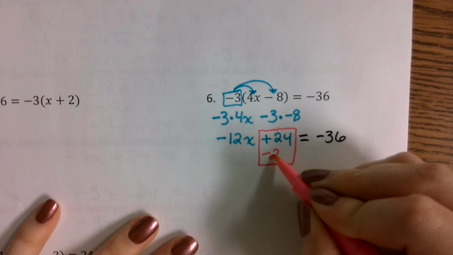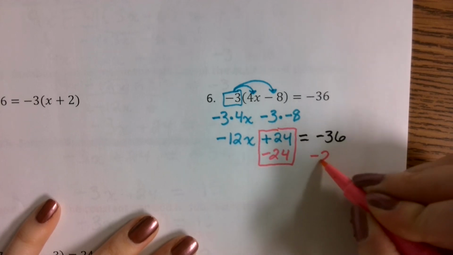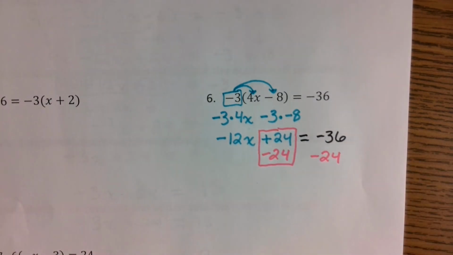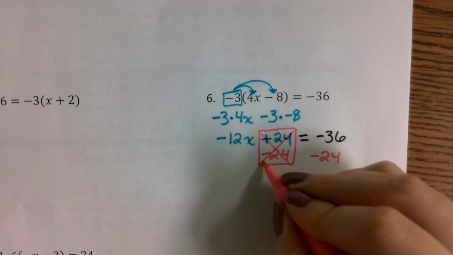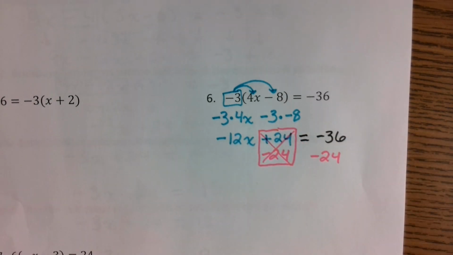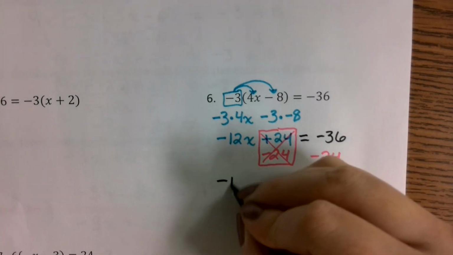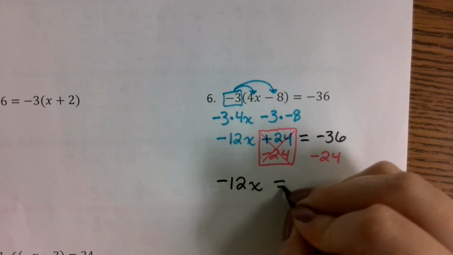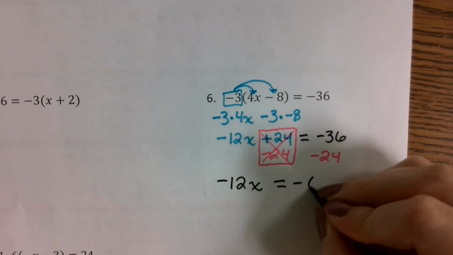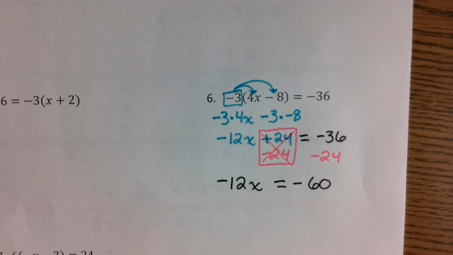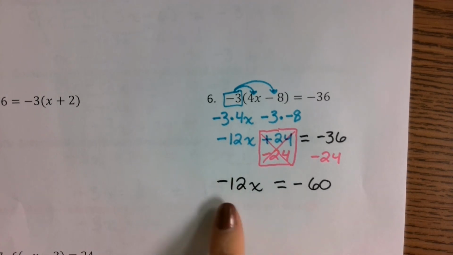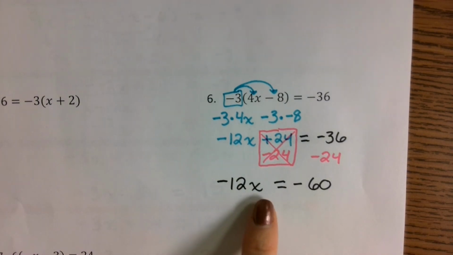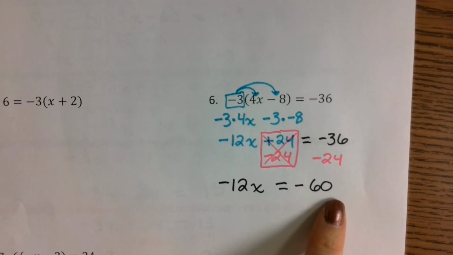So we're going to subtract 24 from both sides. We're going to subtract 24 from both sides. Those are going to cancel out on the left. That's going to leave us with negative 12x is now equal to negative 60. So remember, negative 12x means negative 12 times x. Negative 12 times x is equal to negative 60.